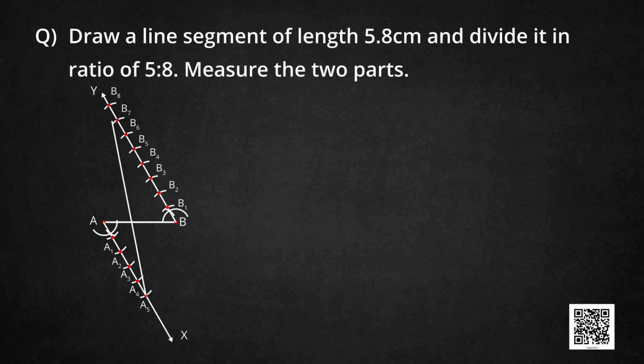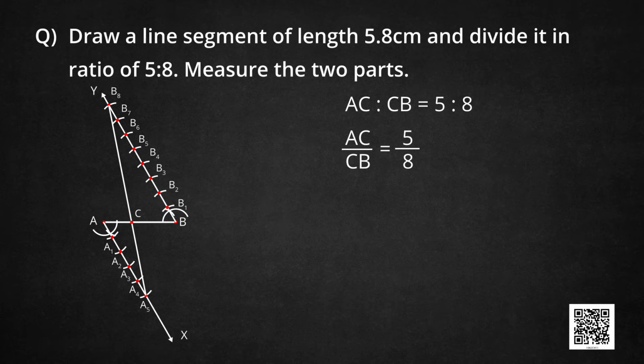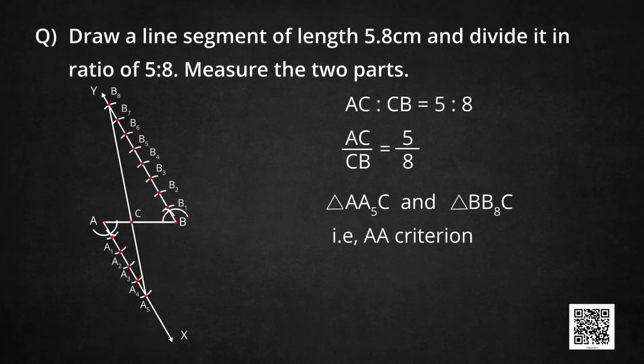Join A5 with B8. Let it intersect AB at a point, say C. Then AC is to CB equal to 5:8. Let us see why we get AC upon CB equal to 5:8. You can see there are two triangles, triangle AA5C and triangle BB8C. Are they similar triangles? Why? According to which criterion? We have a very simple criterion, that is the AA criterion.